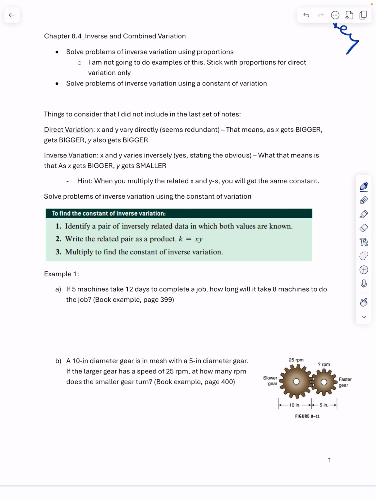We are going to talk about inverse and combined variation. And the one thing I want to make clear is the difference between direct variation, which is what we did in the last section, and inverse variation. So with a direct variation, we are talking about the relationship between our x and our y, our input and our output. With a direct variation, as x gets bigger, y also gets bigger.